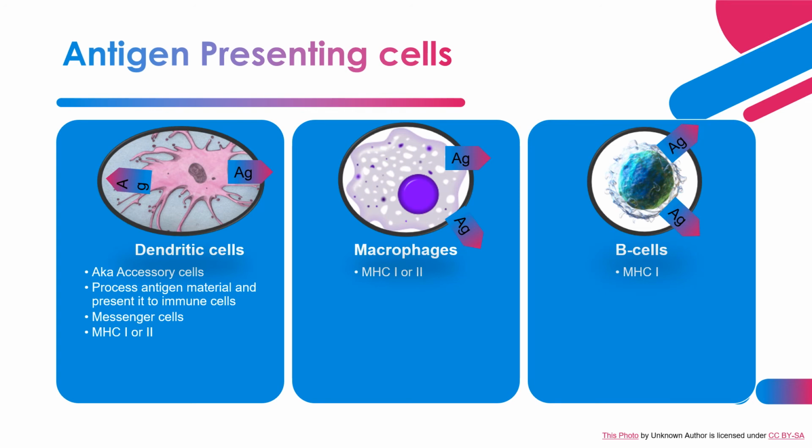B cells do not phagocytize, but they are able to express the antigen on their cell surfaces as well, which are associated with the MHC class 1 molecules. The MHC class 1 molecules can bind to CD8 cells or to cytotoxic T cells. So when these cytotoxic T cells that have not yet encountered the antigen cross paths with the antigen presenting cells, they will be warned that there are these types of antigens.